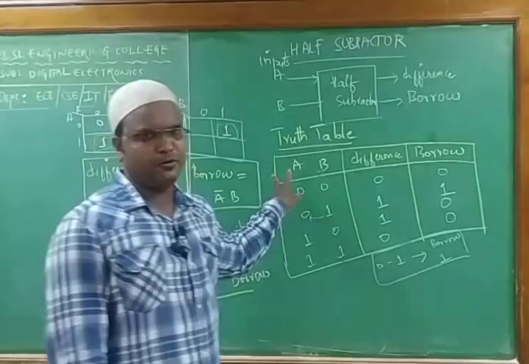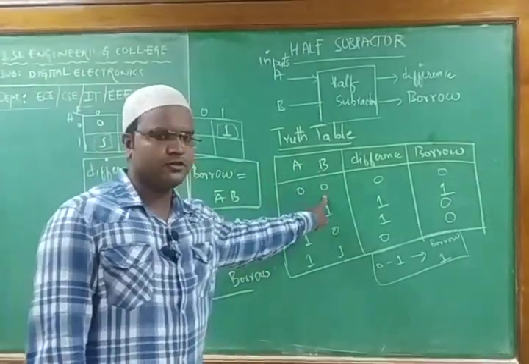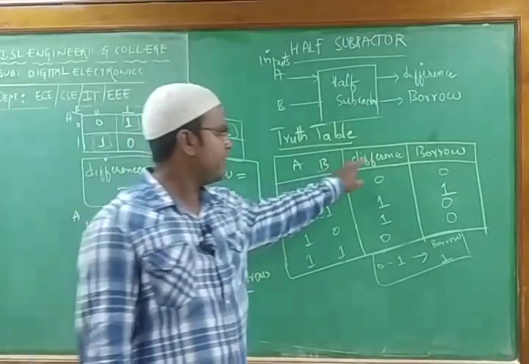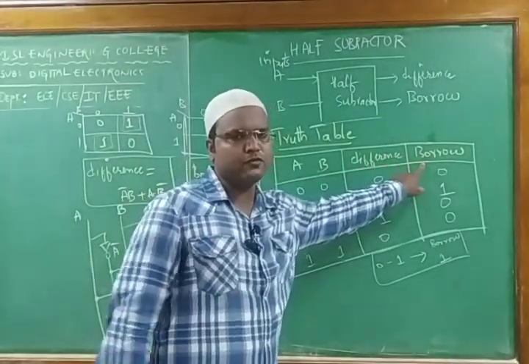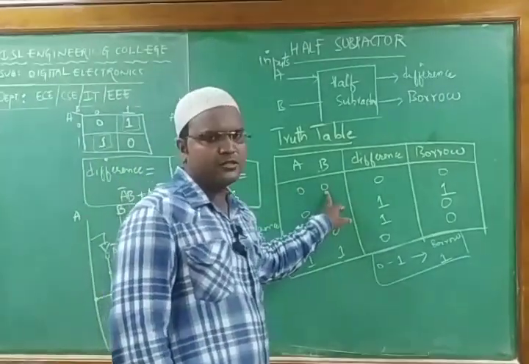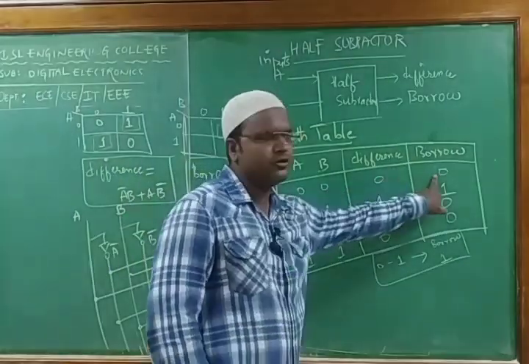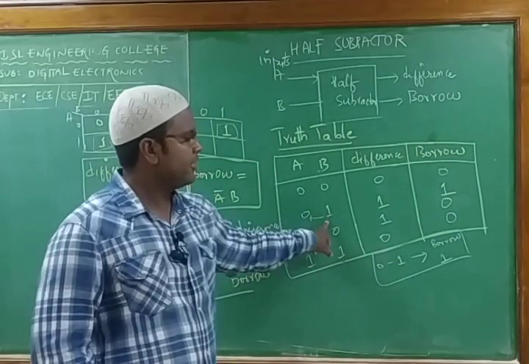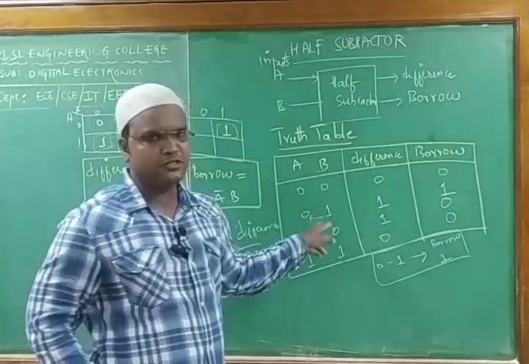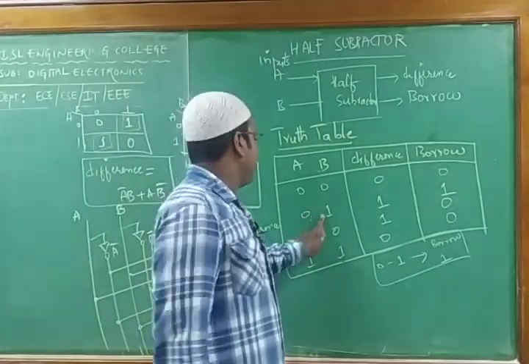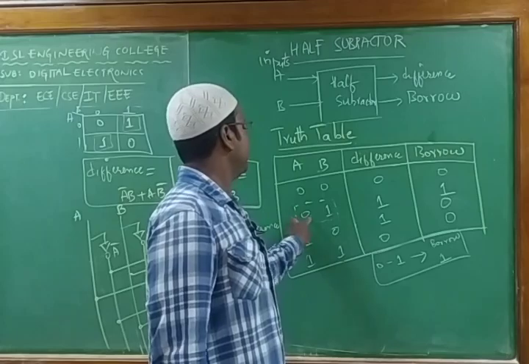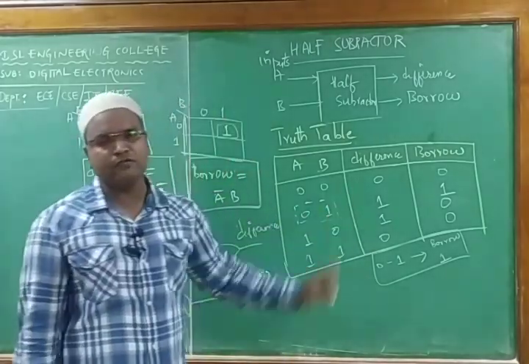Since it's a 2 input combination, I can get 0 0, 0 1, 1 0 and 1 1. Then I have taken the difference and the borrow. For difference and borrow, what are the values? First, 0 minus 0, it's 0. So there is no borrow, it is also 0. Next 0 minus 1. I am doing subtraction, and since it's negative, this bit is nothing but a negative bit. So 0 minus 1 will be minus 1. But we don't want to get minus 1.